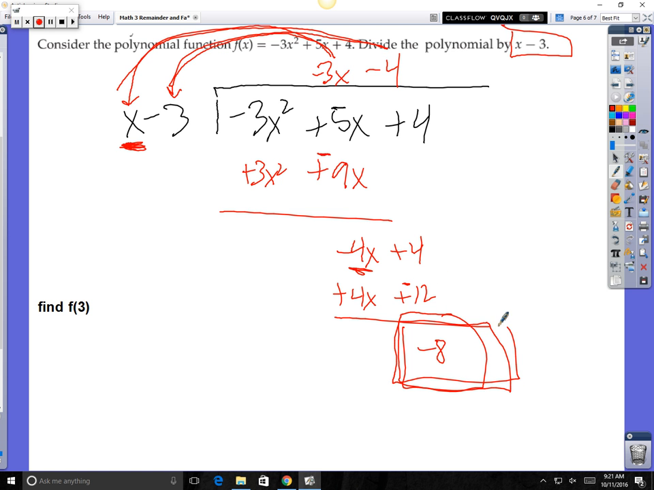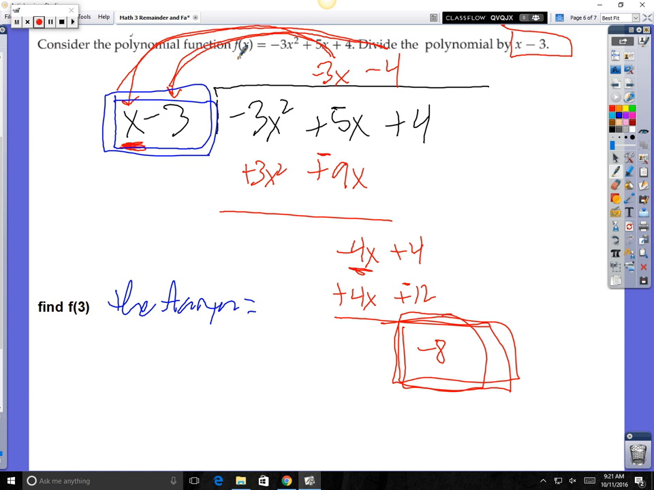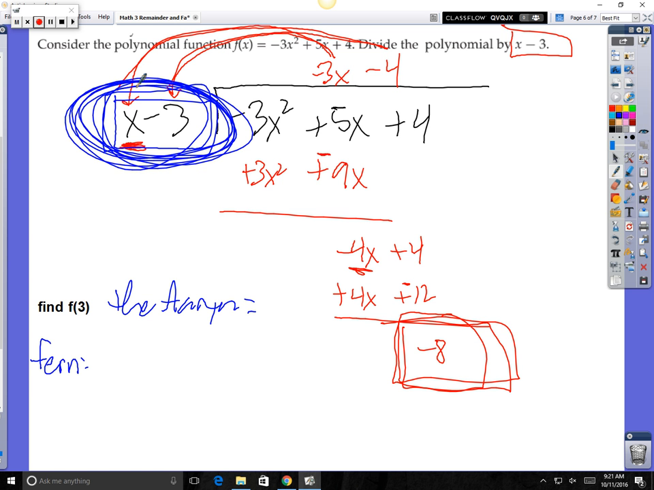Okay, now we want to convince you that this way is easier. Check this out. If you're dividing by x minus 3, and this is f, Brittany, what did you say the name of this function is? Fern. So this is function Fern. If you're dividing Fern by x minus 3, what do we have to evaluate Fern at? Fern at 3. If you're dividing by x minus 3, you're going to do Fern at 3. They're always opposite. Got that? If you're dividing by x minus 3, I do Fern at 3.